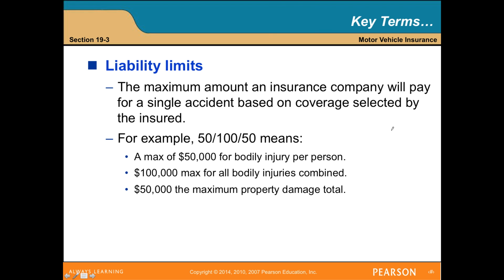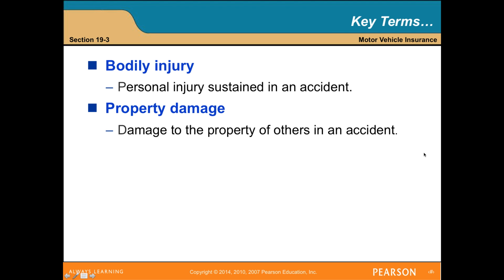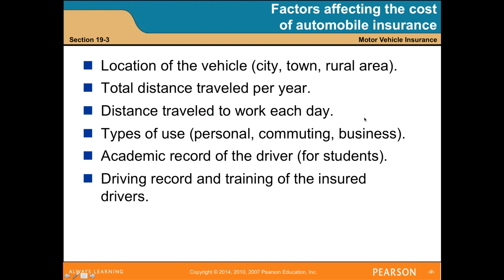Liability limits is the maximum amount of insurance a company will pay for a single accident based on coverage selected by the insured. So, for example, 50-150 means that a max of 50,000 for bodily injury per person, 100,000 max for all bodily injuries combined, and 50,000 is the maximum property damage total. Bodily injury is personal injury sustained in an accident, and property damage is damage to the property of others in an accident. Factors affecting the cost of automobile insurance: location of the vehicle, so city, town, rural area.